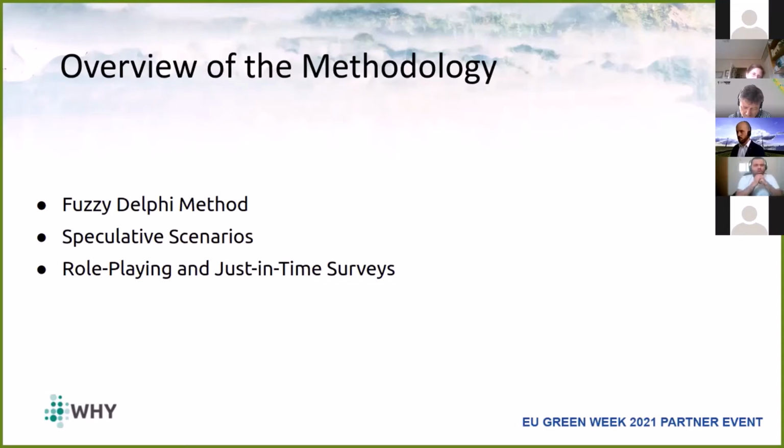Then, in order to get the data to fit this model, we are going to put not the same speculative scenarios, but similar scenarios, to a large pool of persons, and we are going to try to do just-in-time surveys. When they do certain actions, we are going to try to put them in this role-playing situation and get their opinion or their explanation in that moment, because this is one of the key things that we wanted to do.